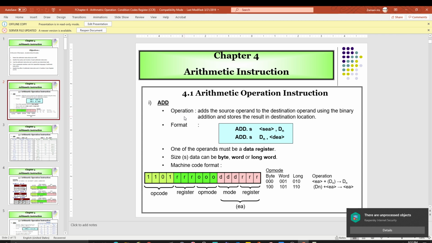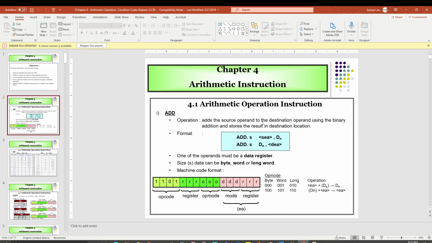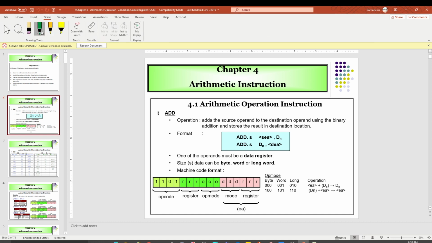The definition is to add the source operand to the destination operand using binary addition and store the result in the destination location. This add is very simple. The destination will add the source operand and the result will be saved back to the destination. Same goes to this one. For example, this is a data register and this is your source effective address.